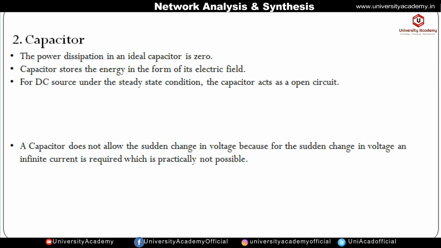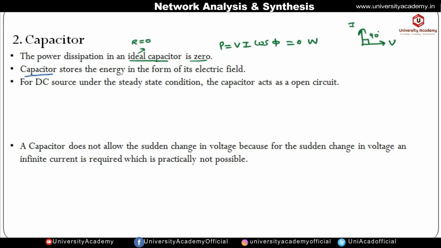So first point is, the power dissipation in an ideal capacitor is 0. Ideal capacitor means no resistance is there in series with the capacitor. So if it is an ideal capacitor, then the current will lead the voltage by 90 degrees. The power expression will be given by VI cos phi. Again phi value is 90 degrees because the current leads the voltage by 90 degrees, and cos 90 is 0. So power dissipation in case of an ideal capacitor will be 0 watt.